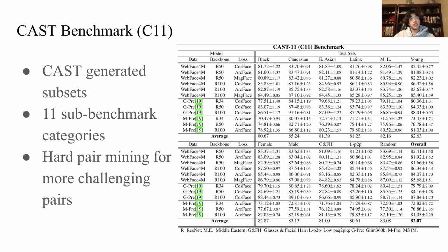We then ran a few of the state-of-the-art facial recognition models on these 11 sub-benchmark categories, and here are our results. As you can see, there's a lot more differentiation between these demographics, and that provides a lot more insight on where models are failing. And this is important because, again, we don't want to have datasets that are littered with easy to classify and identify images, because it doesn't really give us a good idea of where our model needs to improve.